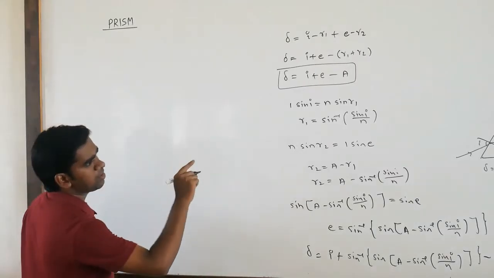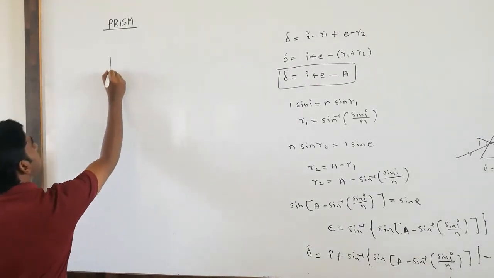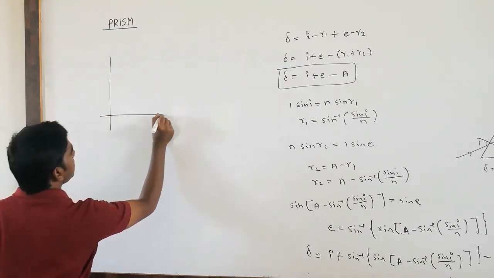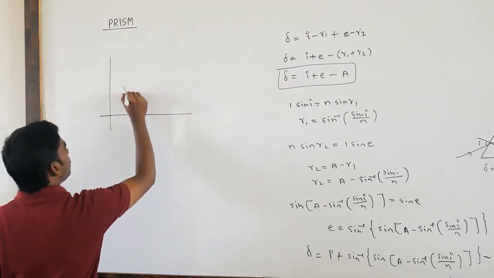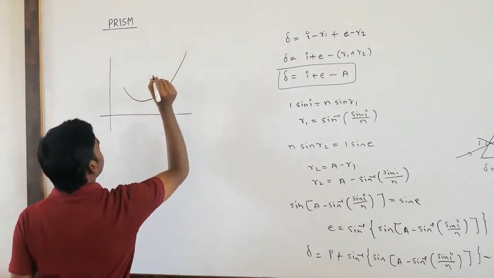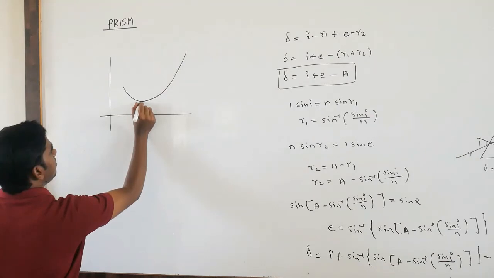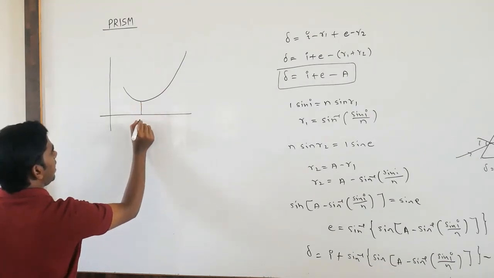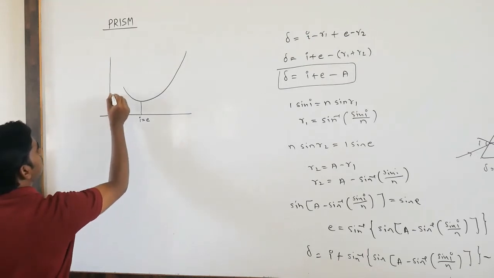So here the very important thing is about the graph. If we concentrate a little more on the graph, it is very useful in finding the angle of incidence or angle of emergence. This is the graph we got. Okay, so suppose this is the minimum deviation angle. Okay, at this point I equals E. Okay, so this is going to be delta.